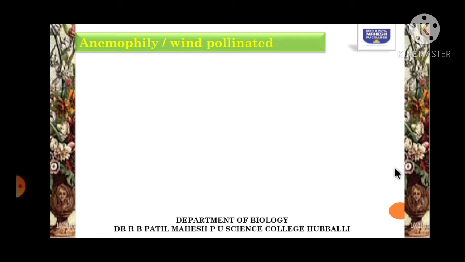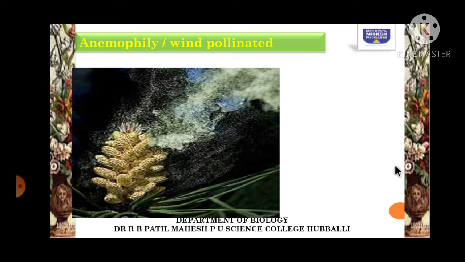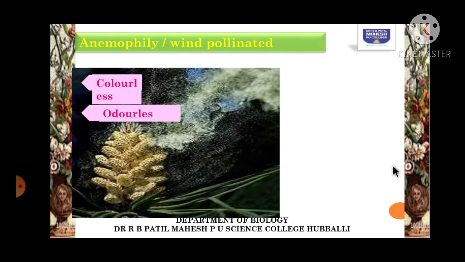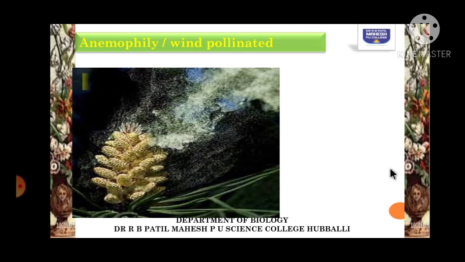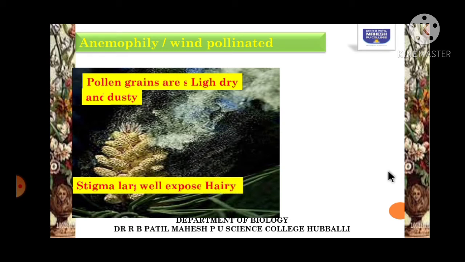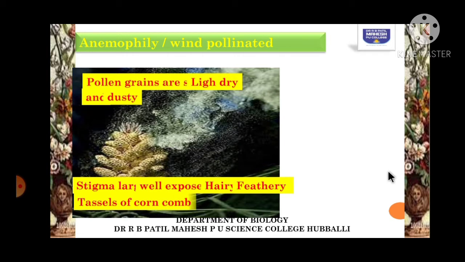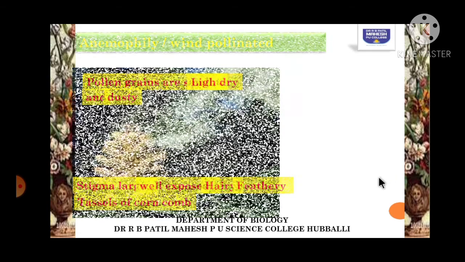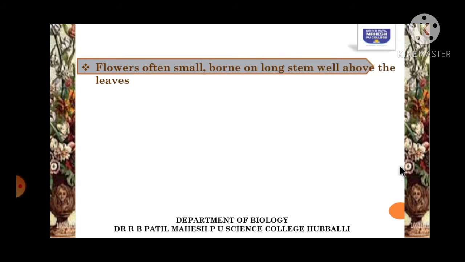Anemophily is nothing but plants which get wind pollinated. The flowers are colorless, odorless, lighter in weight and nectarless. The pollen grains are smaller in size, light, dry, and also dusty. The stigma will be large, well exposed, hairy and feathery. The tassels of the corn cob, if you have eaten corn, the hairy structures there are nothing but the feathery stigma. So these are a few adaptations.